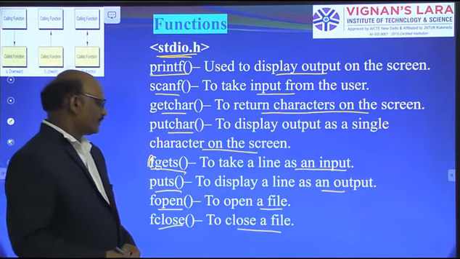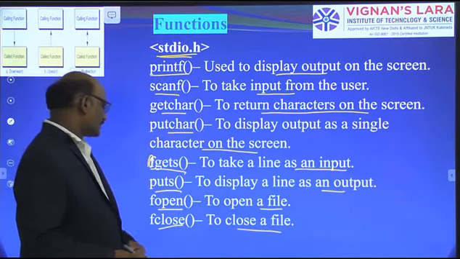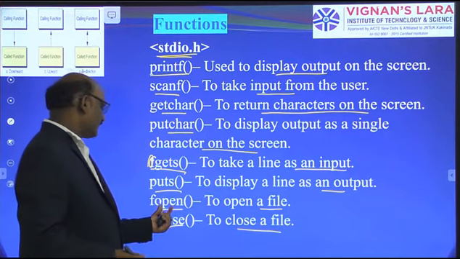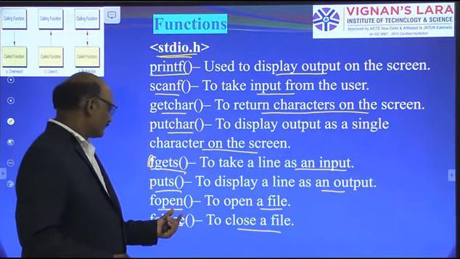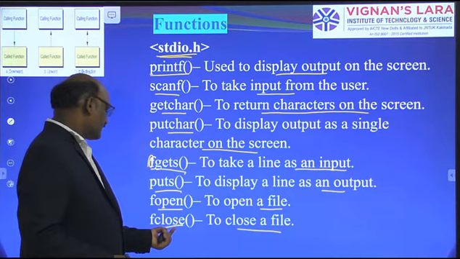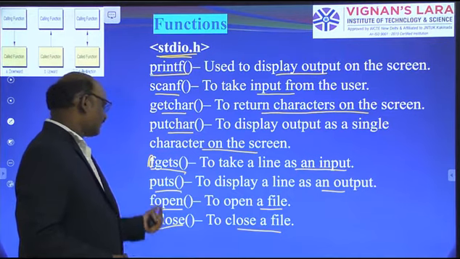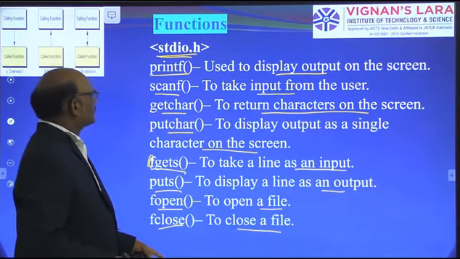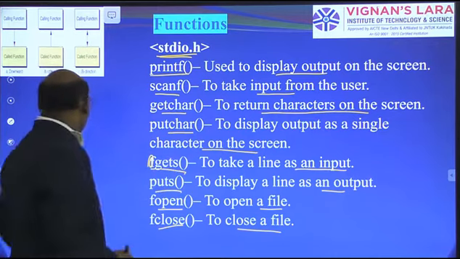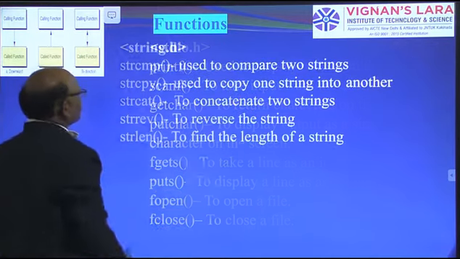Whenever we want to perform operations on the file, first we have to open it with the help of the library function fopen. After performing the operation, you need to close it with the help of fclose. So all these library functions are defined in stdio.h.